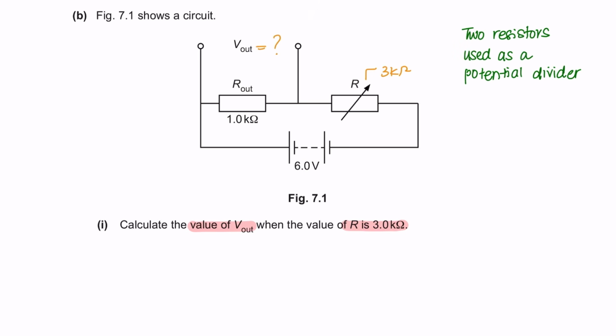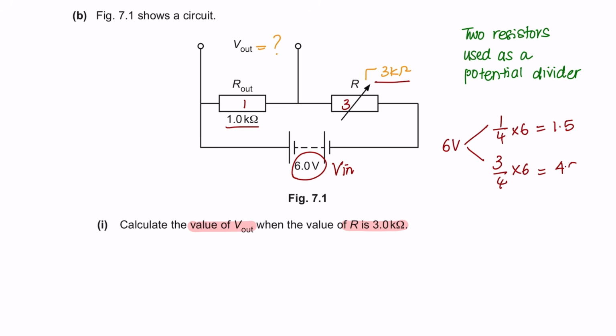So now let's look at this question. You've got 6 volts here as your V in. One of the resistors is 1 kilo ohm and the other resistor is 3 kilo ohms. So the ratio is 1 to 3. So if I follow the mathematical method, this is how I'm going to do it. V out would be 1.5 volts and the other output would be 4.5 volts.